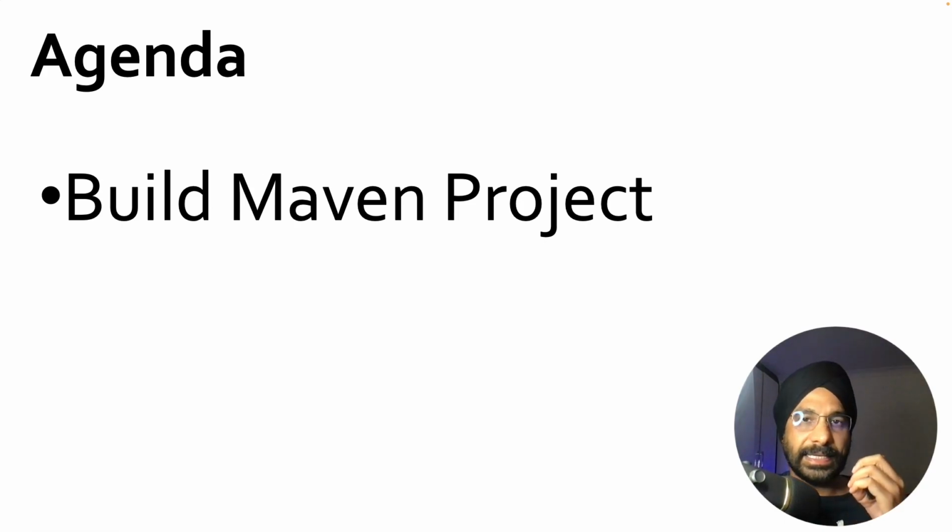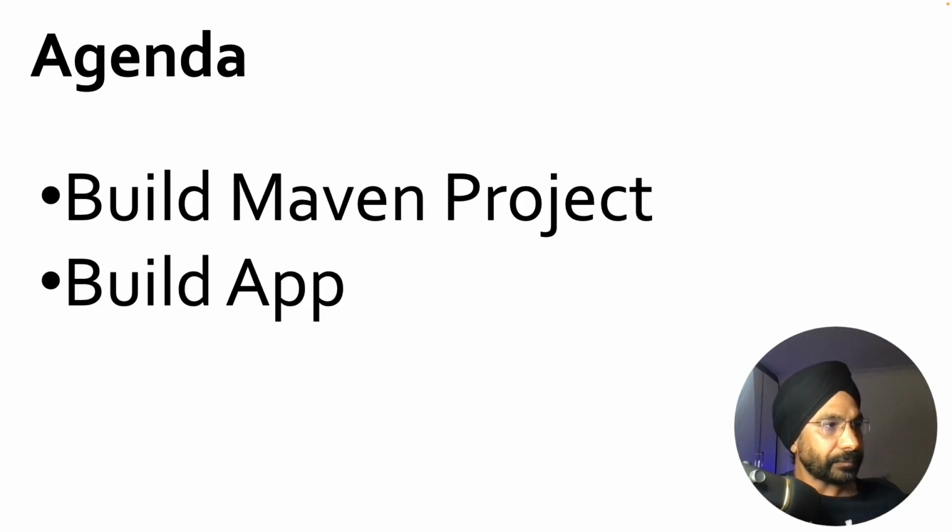So the agenda for this workshop is, we will build an empty Maven project. It's not going to have anything. We are not going to use start.spring.io because this is not a Spring Boot tutorial. It's a pure Apache Camel standalone application tutorial. Then we'll build a very small example using Apache Camel.